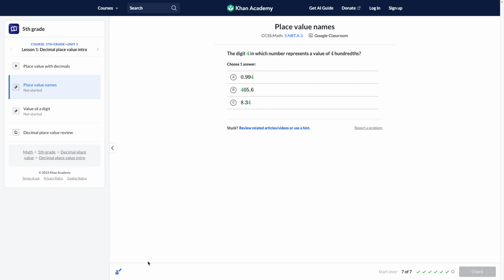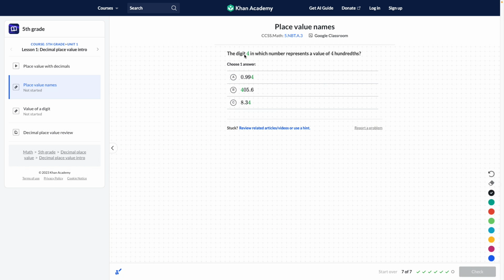Okay, next question. The digit 4, in which number represents a value of hundredths? Remember, it's got TH on the end and an S: hundredths. We know this number is the tenths, this one is the hundredths, and this one is the thousandths. So which digit 4 is in the hundredths?